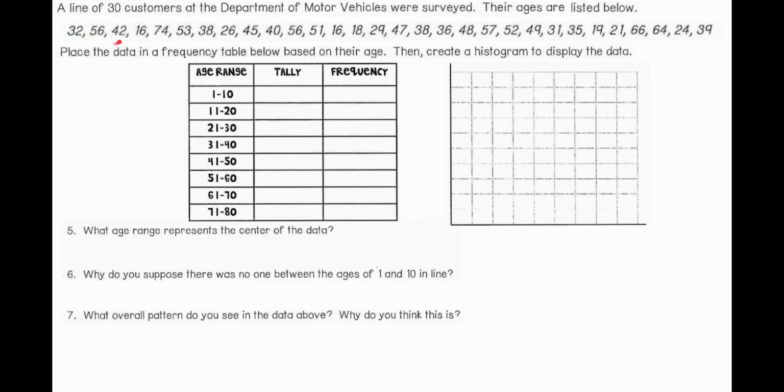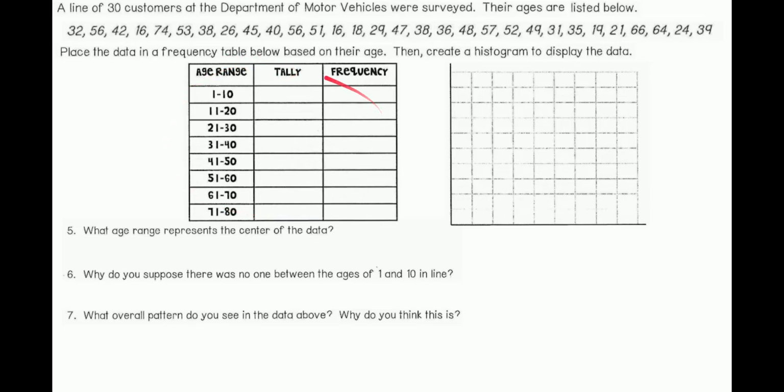So we have 32, 56, 42, and so on, all the way up to the end. Now, place the data in a frequency table below based on their age, then create a histogram to display the data. Before we create our histogram, we need to put it in a frequency table.